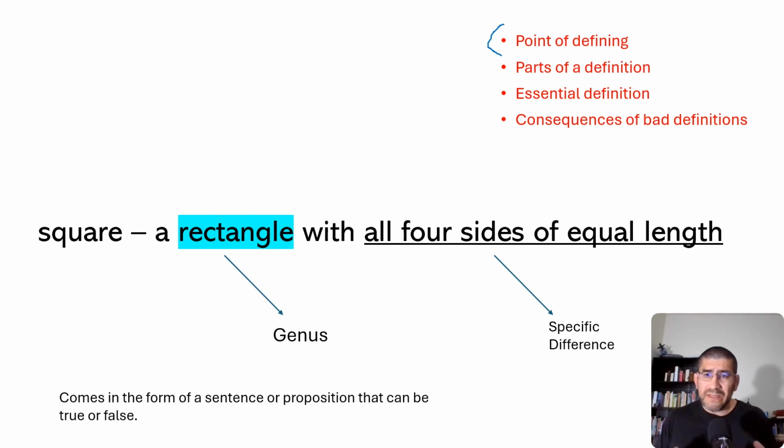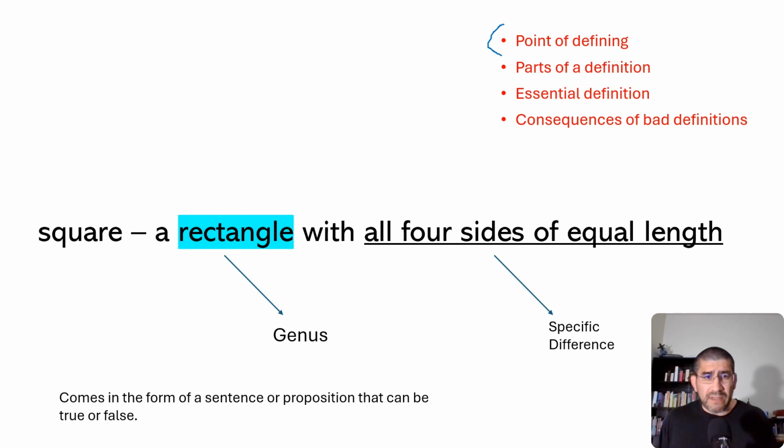The point of giving a definition is to arrive at the truth. You want to accurately represent whatever it is you're defining in order to arrive at the truth, to make a true statement. Now, the parts of a definition we can see right here with this definition of a square.